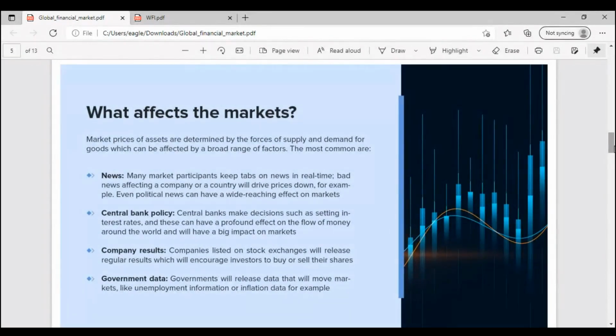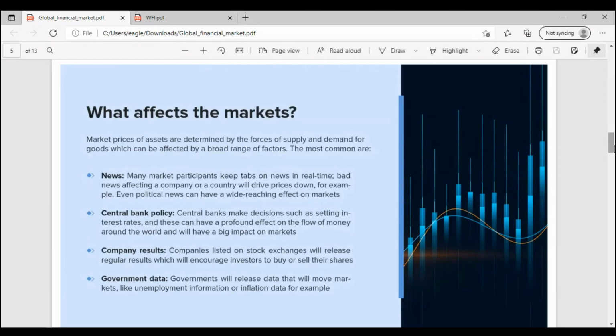if today the Feds decide they want to increase the interest rate, it's going to take the dollar up. That means the dollar is going to increase. If tomorrow they decide they want to drop the interest rate, it will make the dollar weak. Every political news can have a wide range of effects on the markets.